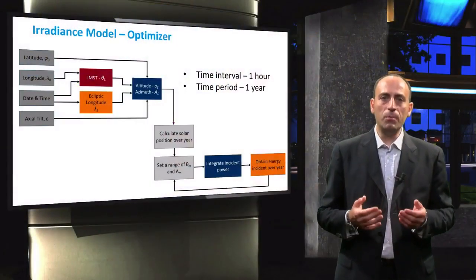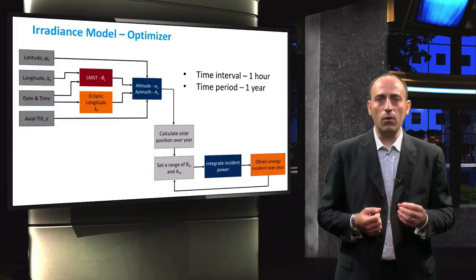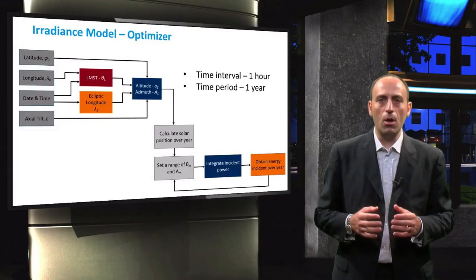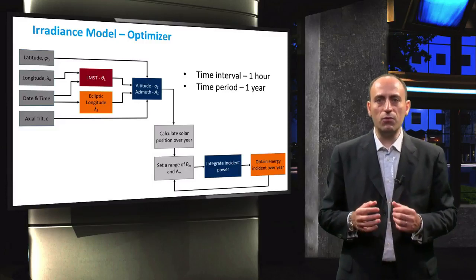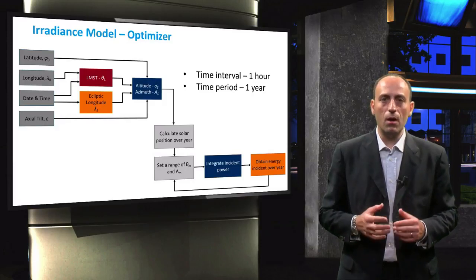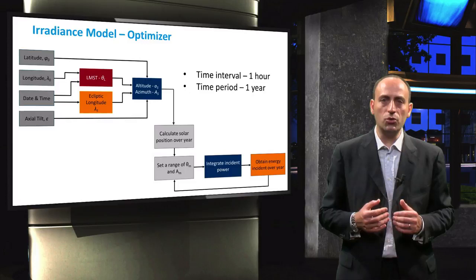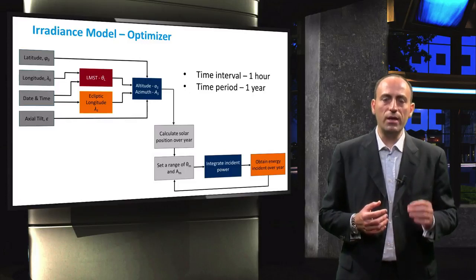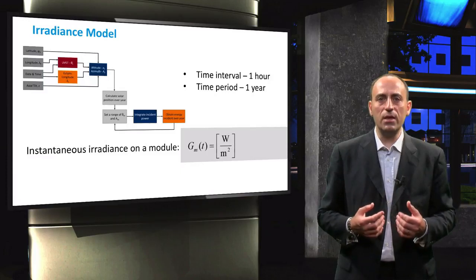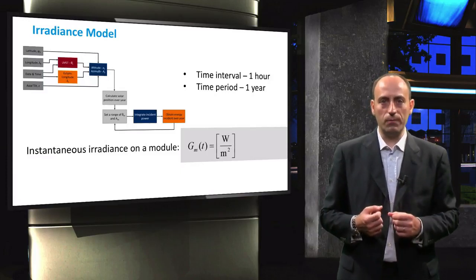Next, the optimizer model is used to determine the optimum tilt angle and orientation of the PV module for that particular location. Both the direct and the diffuse irradiance components along with the albedo effects are taken into account. From this, the total irradiance incident on the surface of the PV module is calculated for every interval of time. This instantaneous irradiance is given by GM and is denoted in watt per square meter.